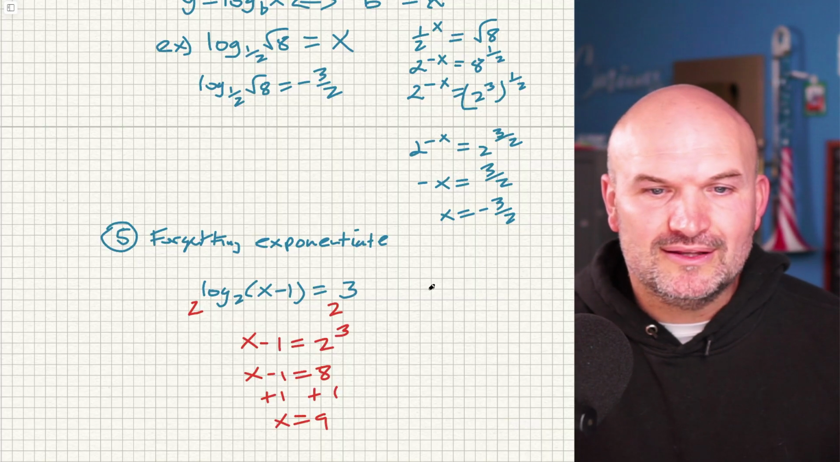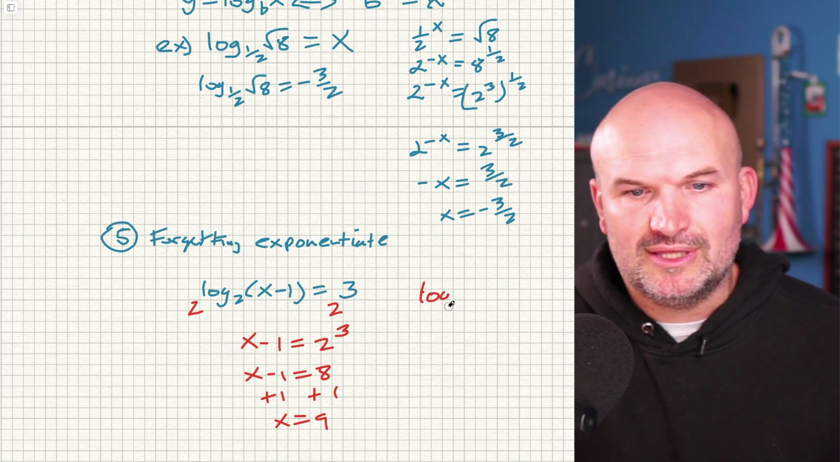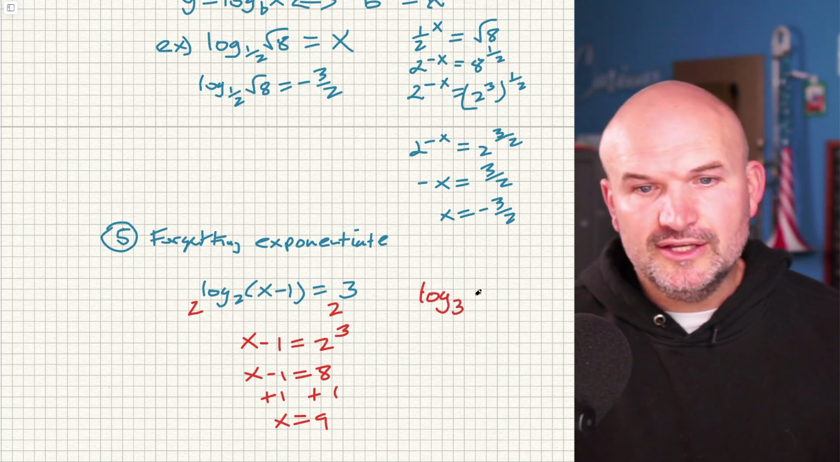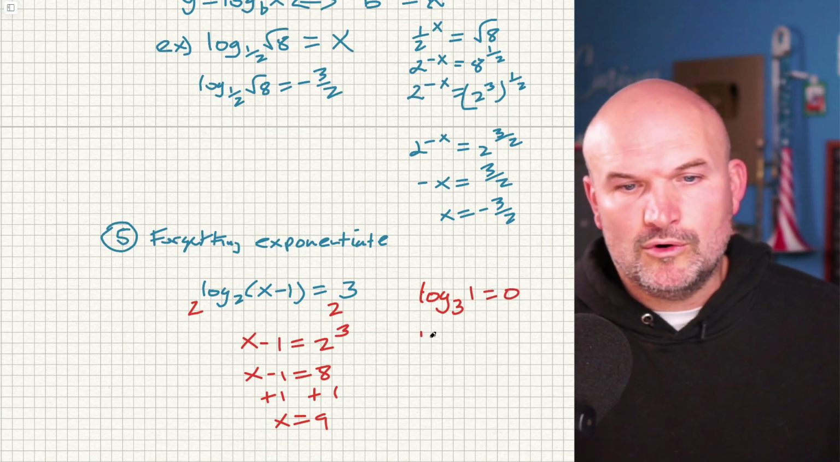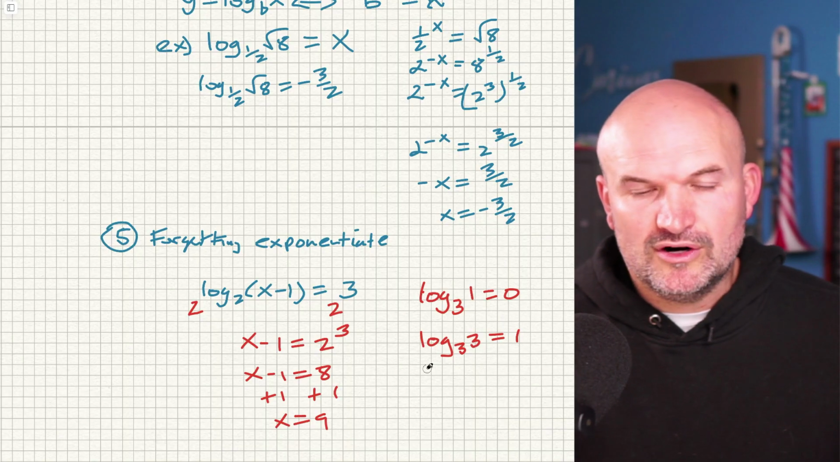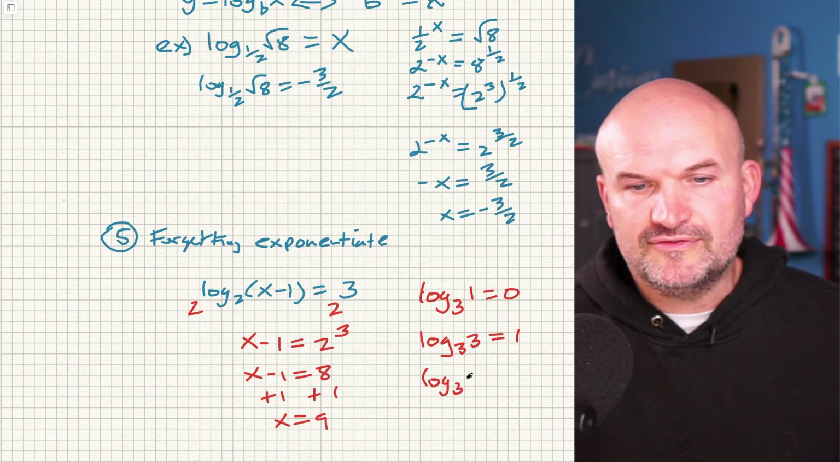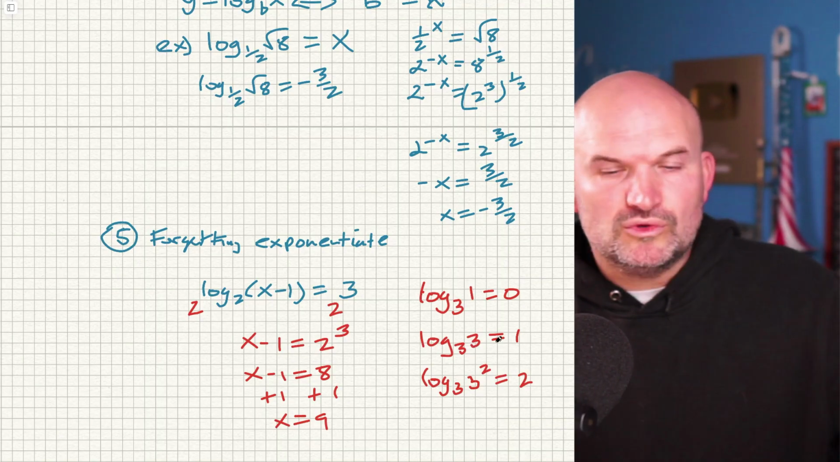But the rule that a lot of students will forget is this. They remember all these rules of logarithms. They remember like the log base 3 of 1, we know that's always going to be 0. Or if we have log base 3 of 3, we know that is going to equal 1. Or if I have the log base 3 of 3 squared, we know that's going to equal 2. These are all going to be these rules of exponents.